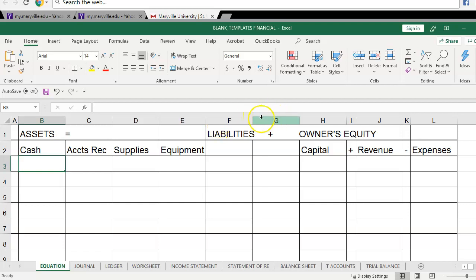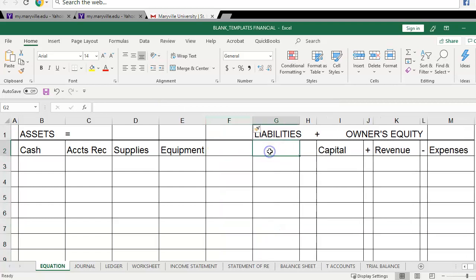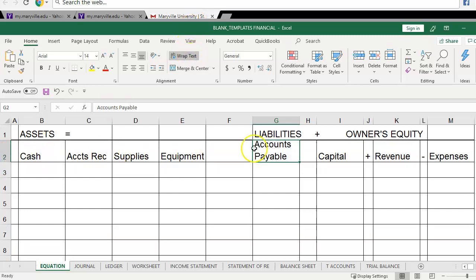Now, these are all asset accounts. However, they are different types of assets. And each asset account is listed separately on what's known as the fundamental accounting equation. Under your liabilities, you will have different types of liability accounts. The account you want to refer to initially is an account title known as accounts payable. Again, the account title is known as accounts payable.